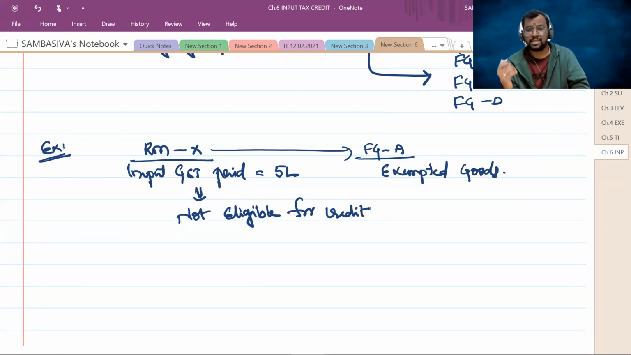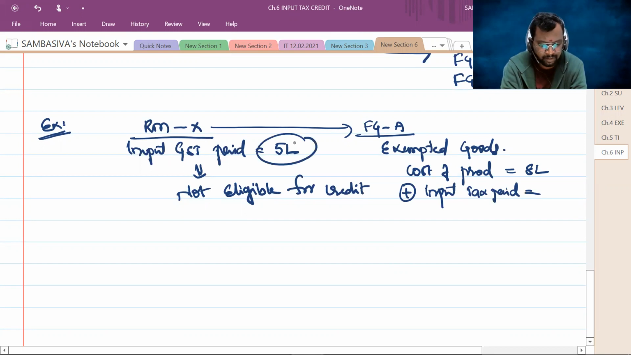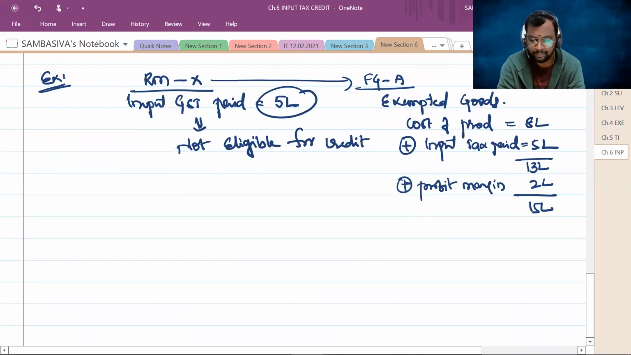Let us see, continuing the same example. Sir, finished goods A, the cost of production, let us say 8 lakhs rupees, add input tax paid at the time of purchase of raw materials. How much input tax paid? 5 lakhs. You can add back to the cost of the product, absolutely no problem. 13 lakhs. Add your profit margin, let us say 2 lakhs. So totally 15 lakhs for which you are selling the product. Add output GST.